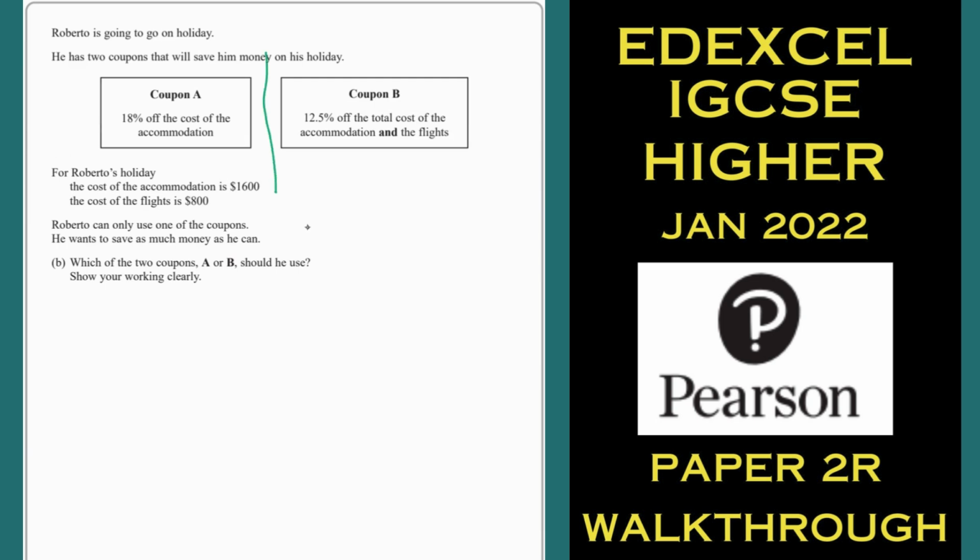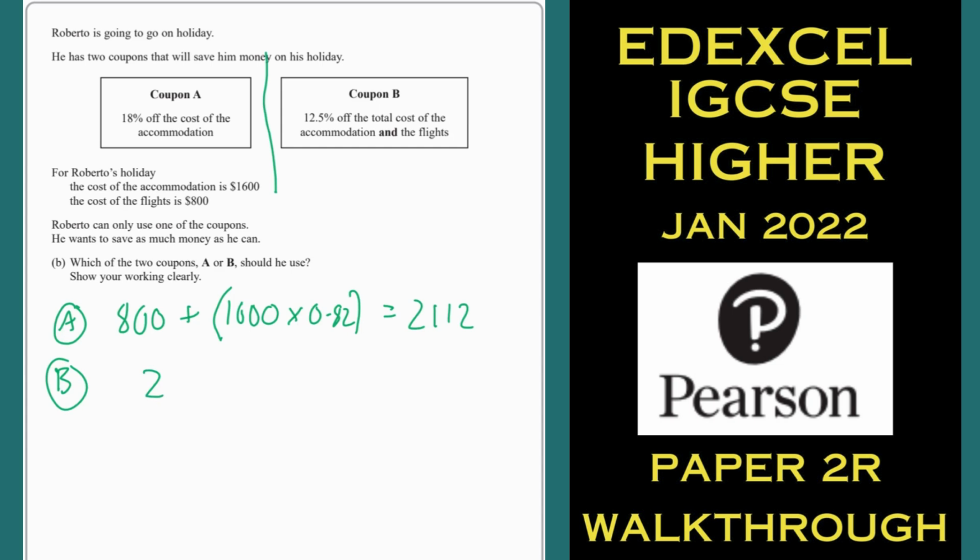Split your thoughts, just crack on with one side of what's going on. So if we use coupon A, it's going to cost you full price on the flights, but not full price on the accommodation. You get 18% off. So your multiplier is 0.82. So that comes in at $2,112.